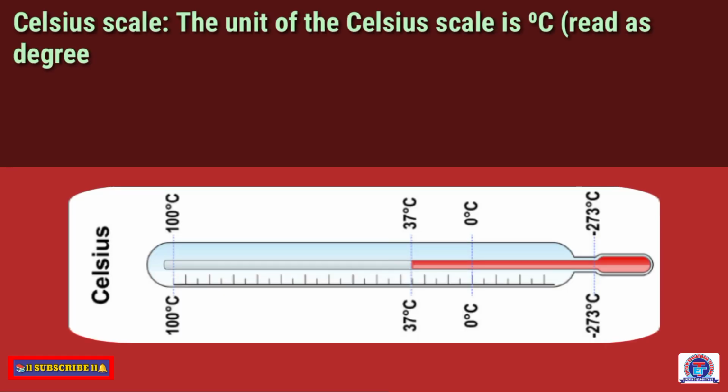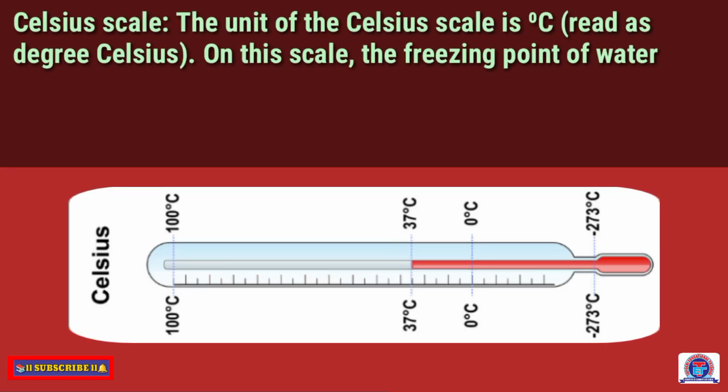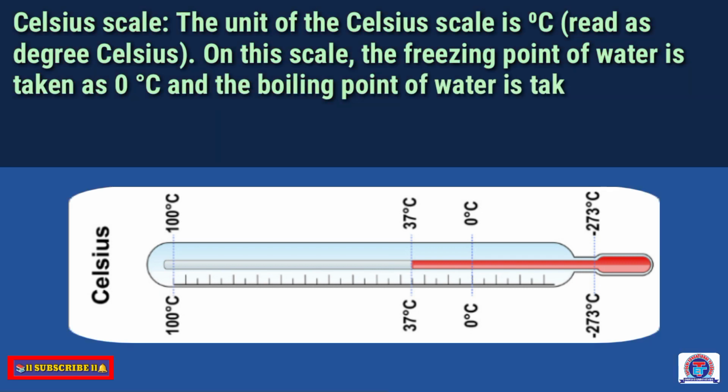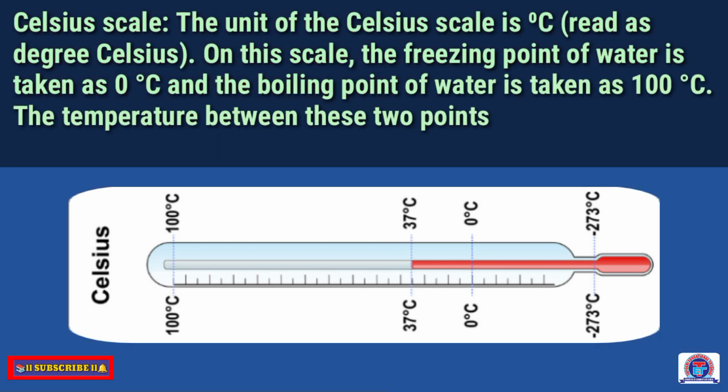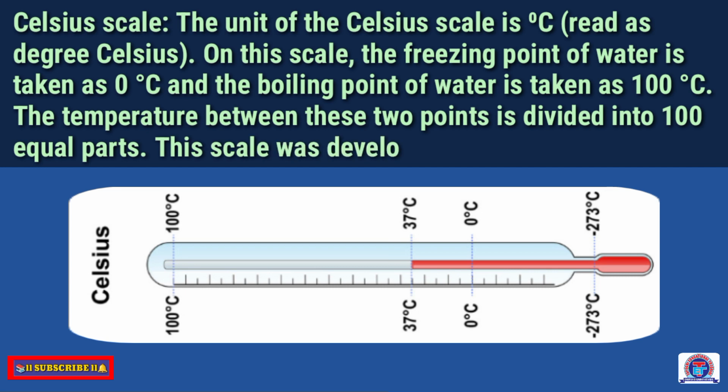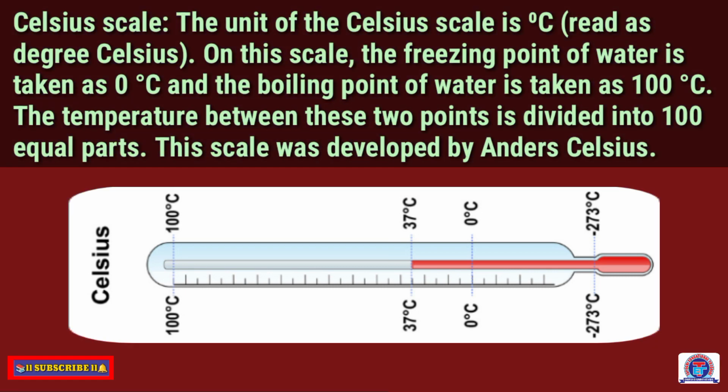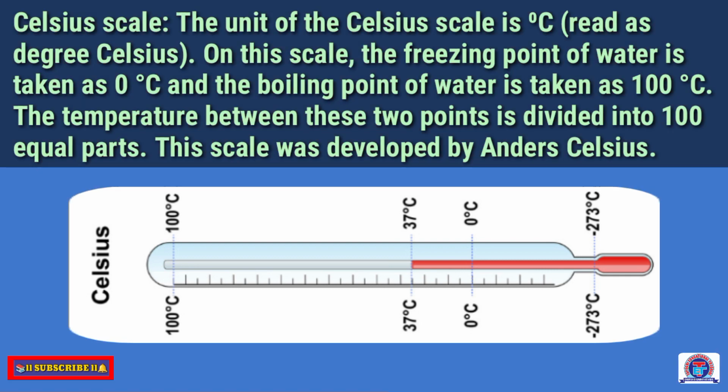Celsius scale. The unit of the Celsius scale is degree centigrade. On the scale, the freezing point of water is taken as 0 degree centigrade and the boiling point of water is taken as 100 degree centigrade. The temperature between these 2 points is divided into 100 equal parts. This scale was developed by Anders Celsius, right, student?